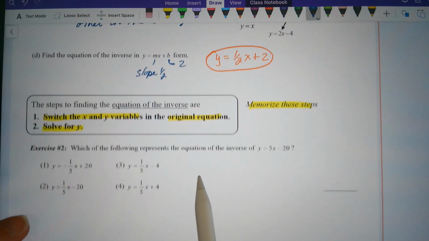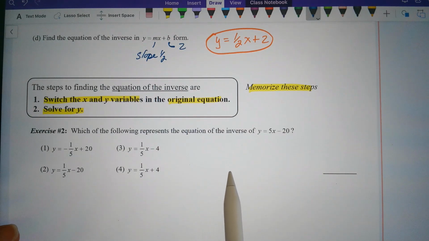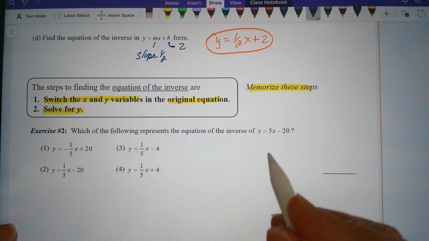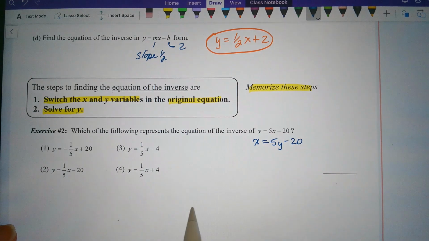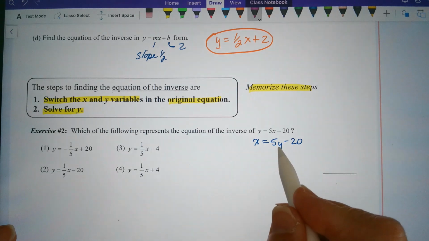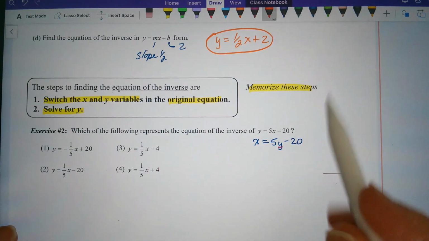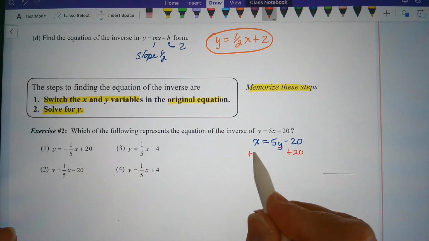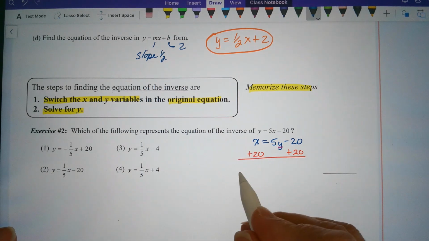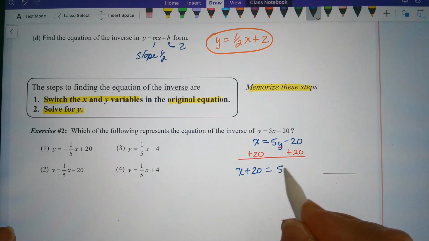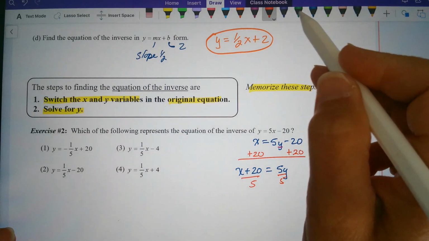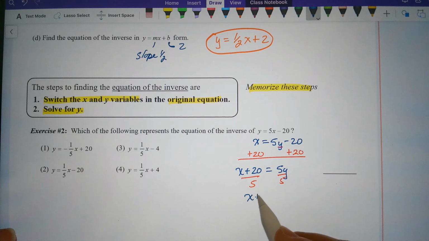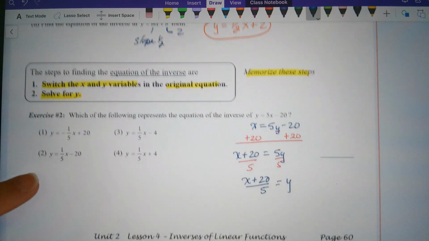Which of the following represents the equation of the inverse of y equals 5x minus 20? Doing the first step, we switch x and y, so x equals 5y minus 20. And now we solve for y. Now we want to get y by itself. Solving for y, we would first get rid of the subtraction of 20. We would add 20 to both sides: x plus 20 equals 5y. And then divide by 5: (x plus 20) divided by 5 equals y. So we have y by itself.